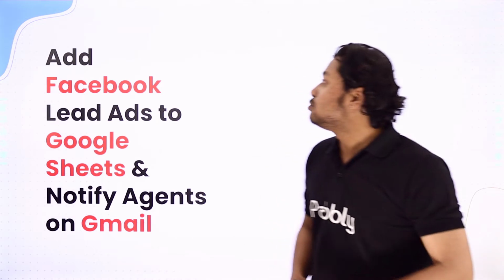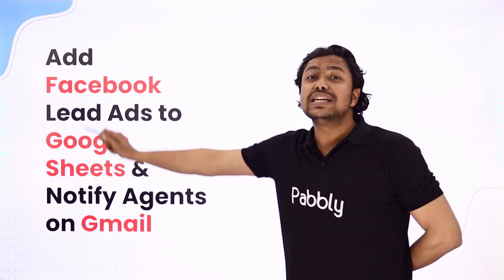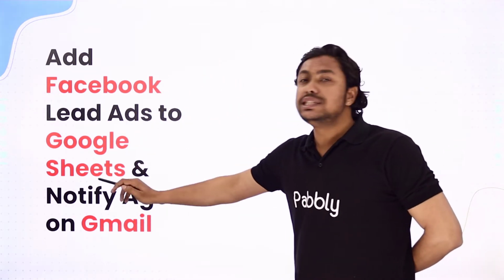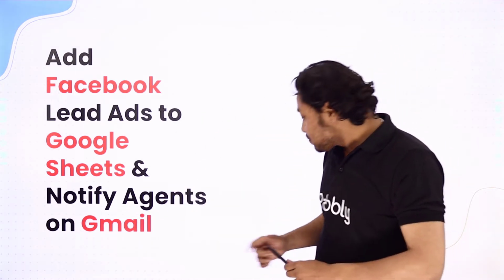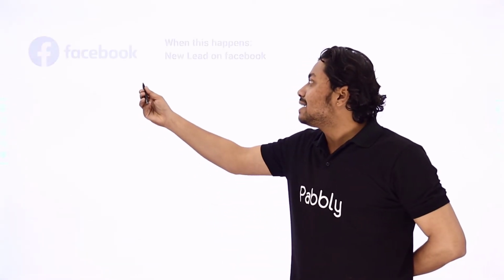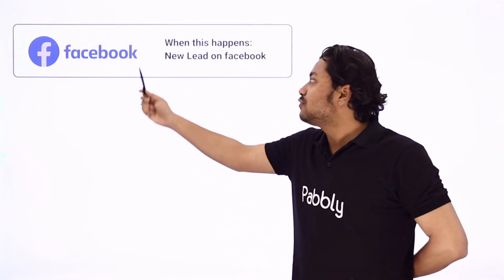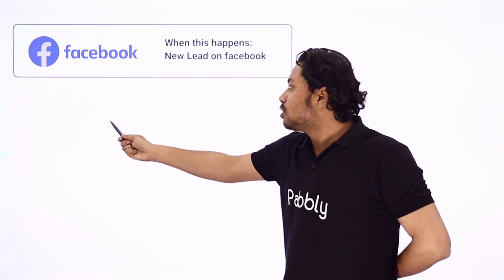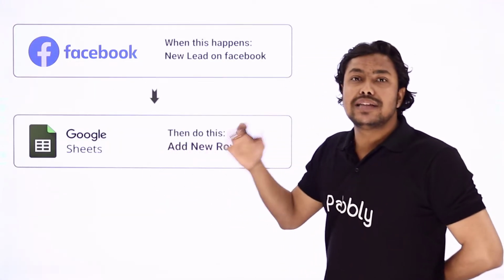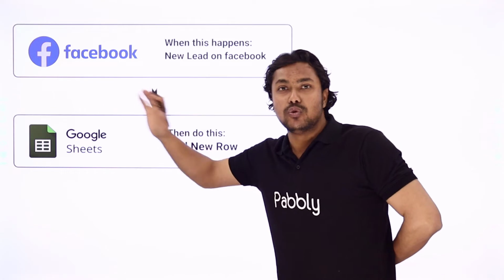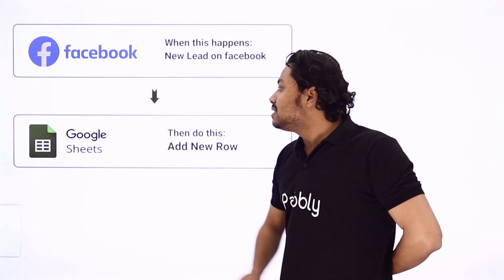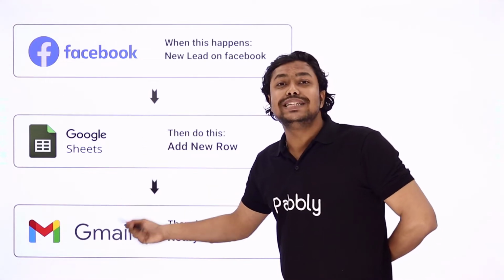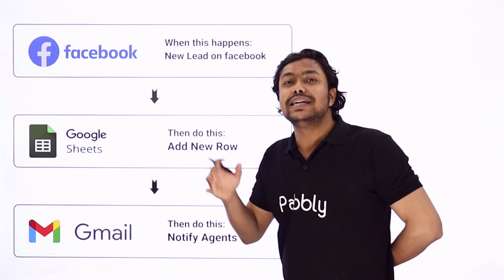Today I am going to talk about how you can add Facebook lead ads to your Google Sheets and then notify your agents on Gmail. Now, what are we going to do today? First, we will collect our Facebook lead ads. After that, we will connect our Facebook to our Google Sheets so that the data is collected in our Google Sheets automatically. After that, automatically this data will be sent to the Gmail accounts of our separate agents.